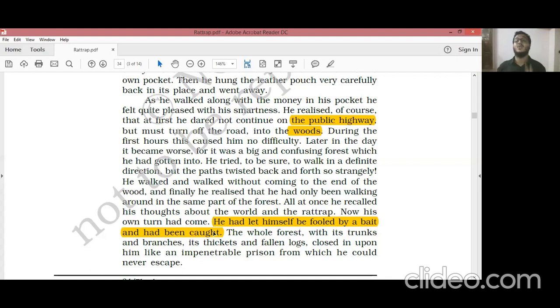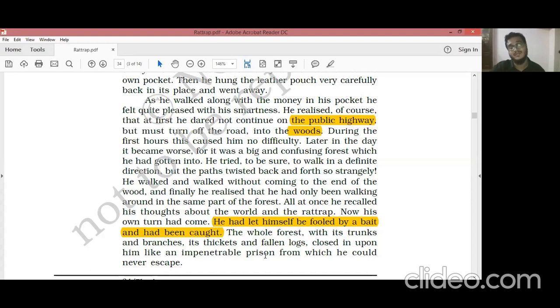He was thinking the world, land, seas, everything is a rat trap. He's in a land where money, joy, food, luxuries become a bait, and this money becomes a bait for him. The whole forest with its trunks, branches, thickets and fallen logs closed in upon him like an impenetrable prison.